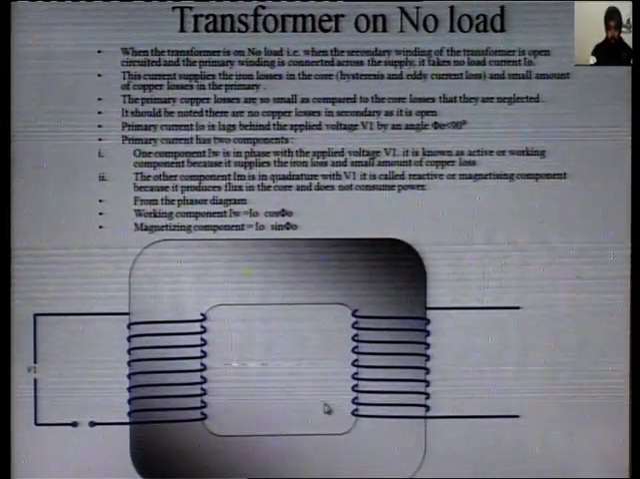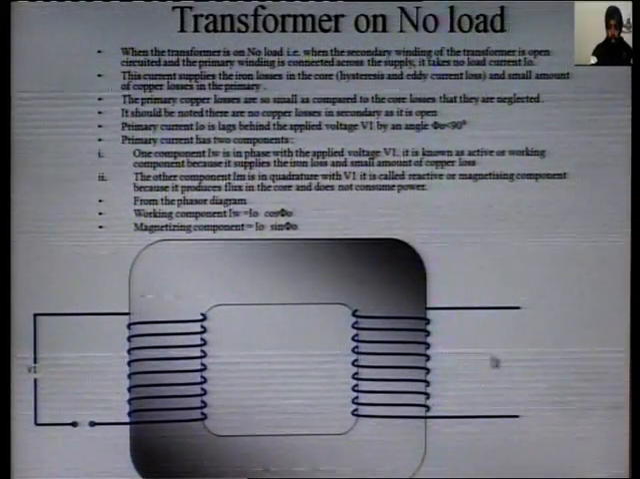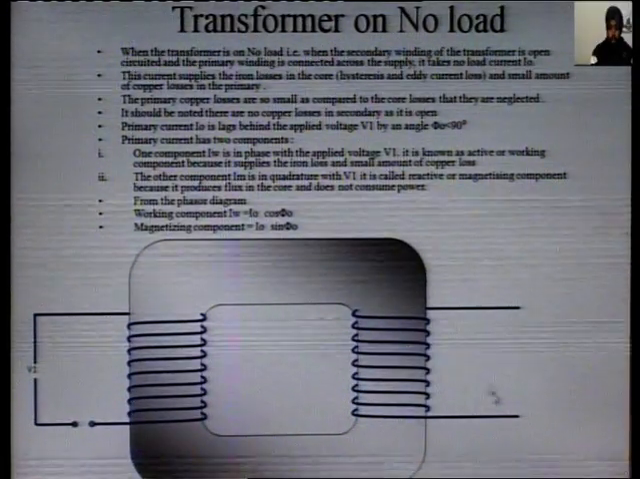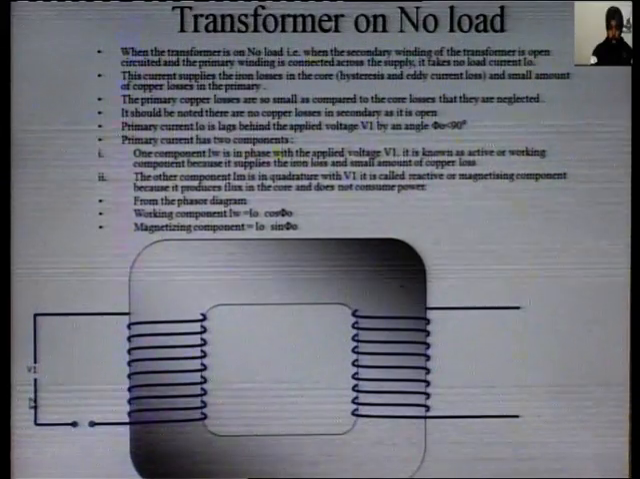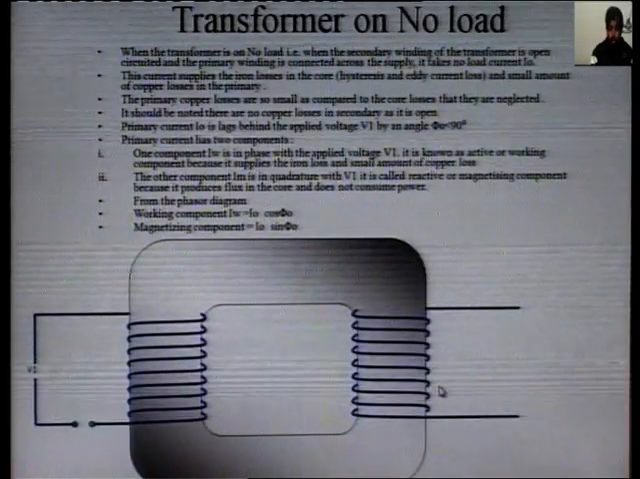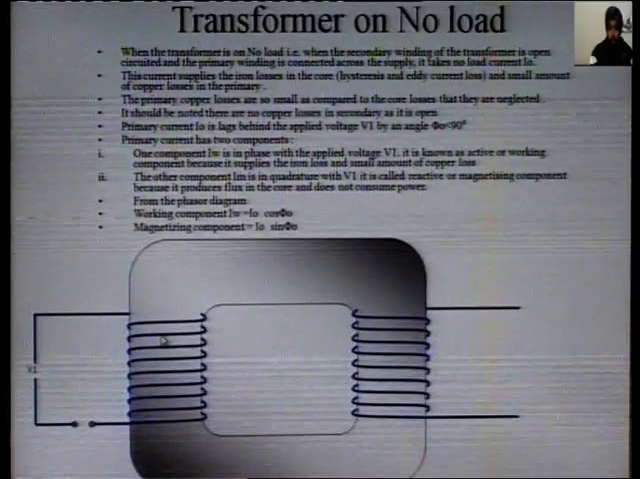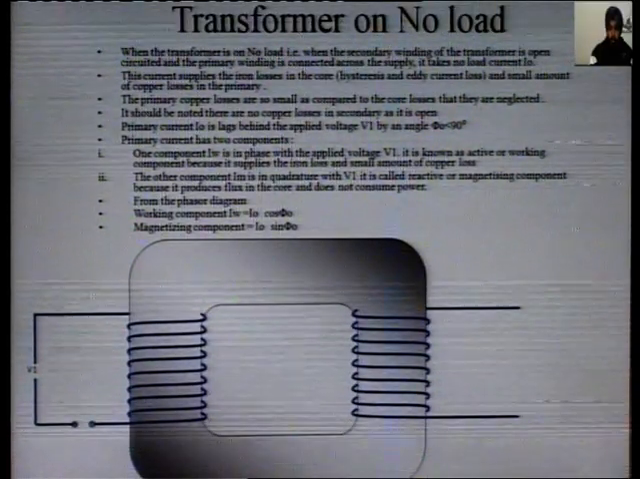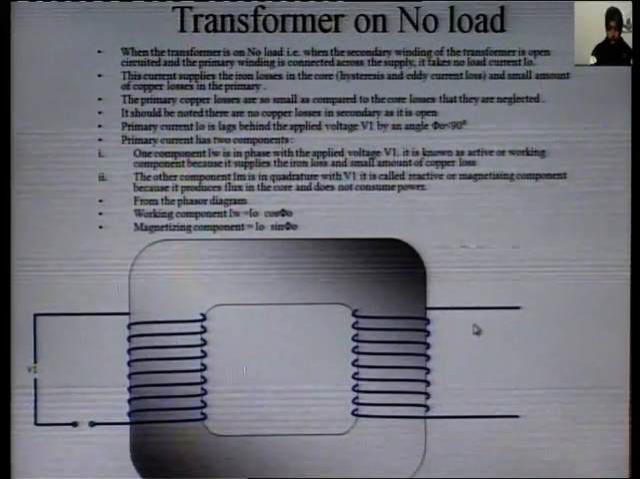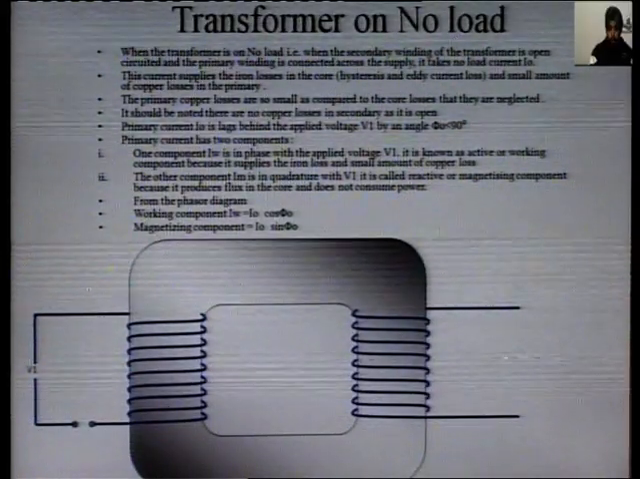Transformer on no load. When the transformer is on no load, that is when the secondary winding of the transformer is open circuit, and the primary winding is connected to the source, it takes no load current I naught. This current supplies the iron losses and copper losses in the primary. The primary copper losses are so small as compared to the core losses that they are neglected. It should be noted that there are no copper losses in the secondary side, as it is open.